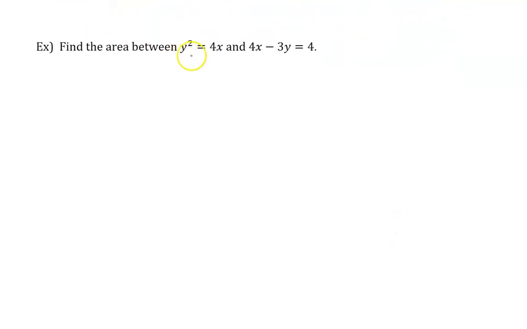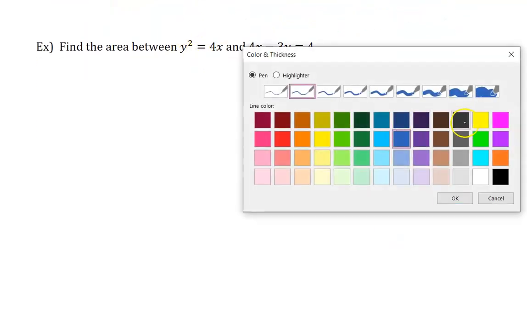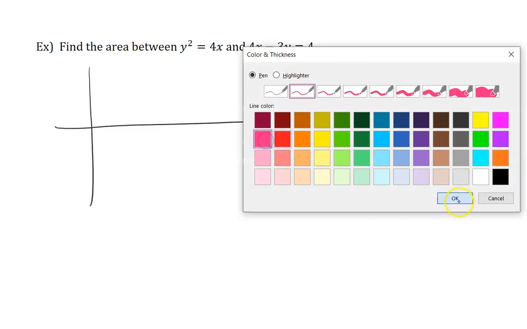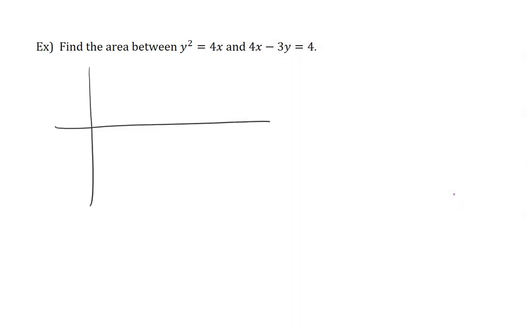One more. Here we have the area between the curves y squared equals 4x and 4x minus 3y equals 4. Y squared equals 4x is a parabola, but it is a sideways-opening parabola. It opens to the right. So something like this. This is y squared equals 4x.